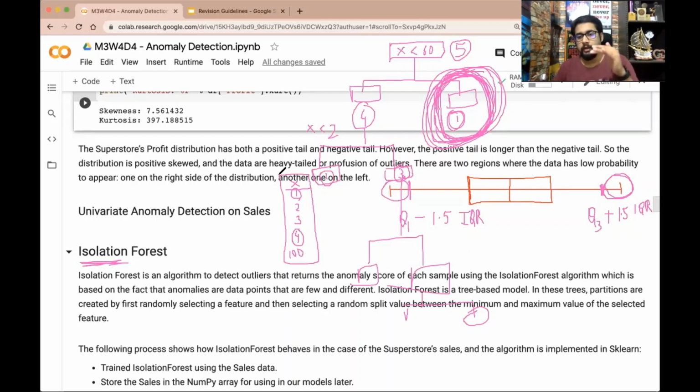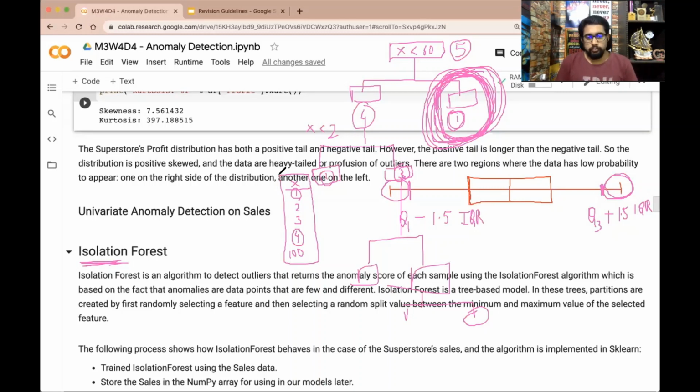Depth in the tree can give us a measure of whether it is an anomaly or not, or what is the probability that it will be an anomaly, based on the depth in the tree. So normal observations will go further in the tree, but anomalous ones will get segregated at the top itself. Okay. So isolation forest is basically that.